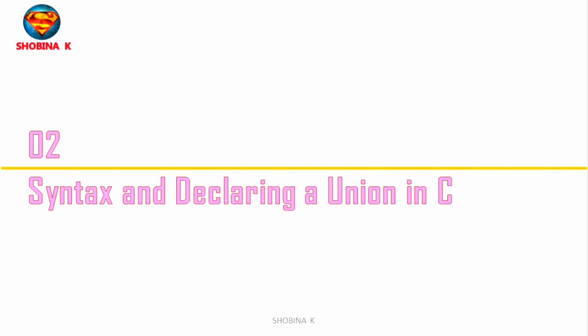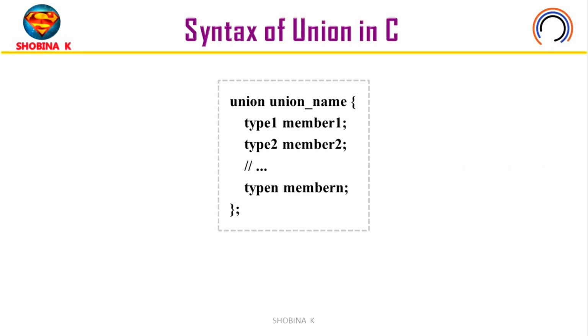Now let's understand the syntax and declaration of a union. The syntax to declare a union in C is similar to that of a structure, but with the keyword union instead of struct. Here is the syntax of union. Let's break down the syntax. union is the keyword used to declare a union.